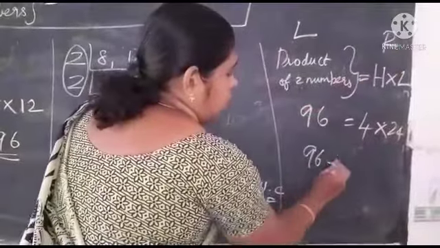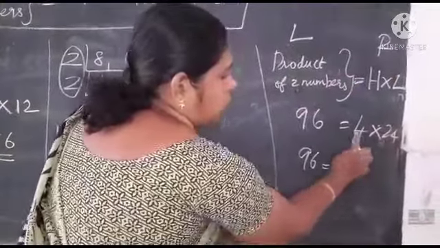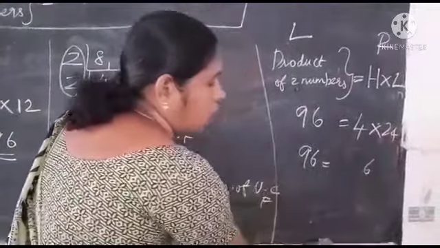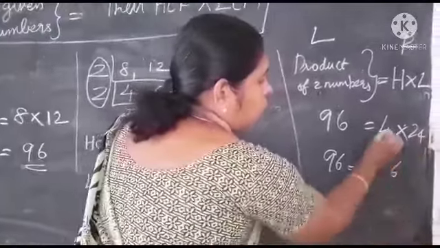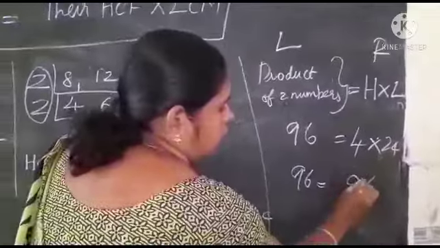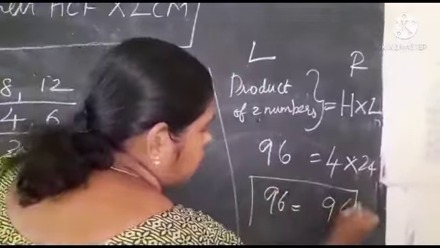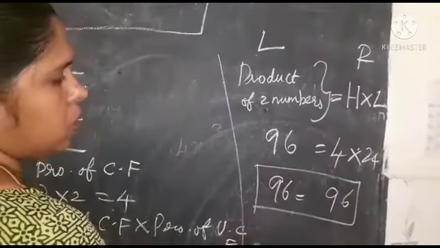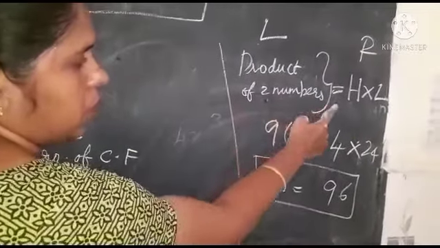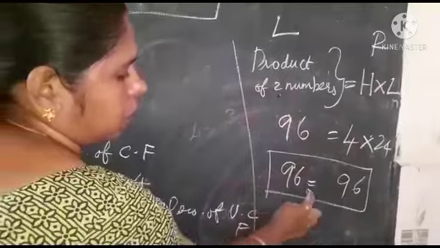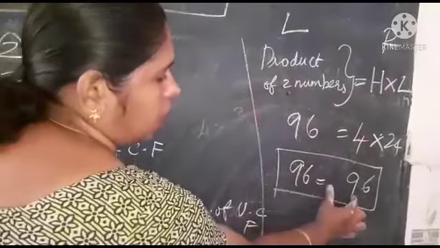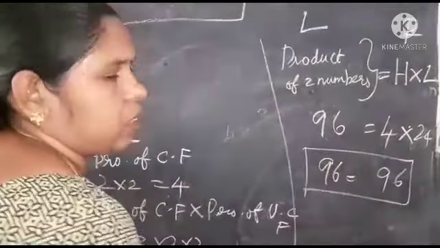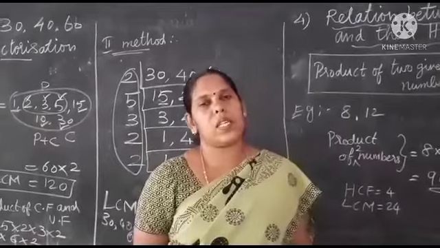So 96 equals, multiply both the numbers. 4 4s are 16, write 6, balance 1. 4 2s are 8, 8 plus 1 is 9. So 96. So what is the answer here? The relation between the HCF and LCM of two numbers is that the product of two numbers equals their HCF and LCM. 96 equals 96. So left side equals right side. So the above relation is satisfied. Thank you children. We will see in the next video.